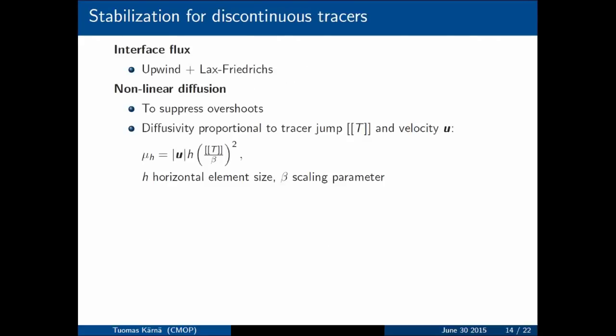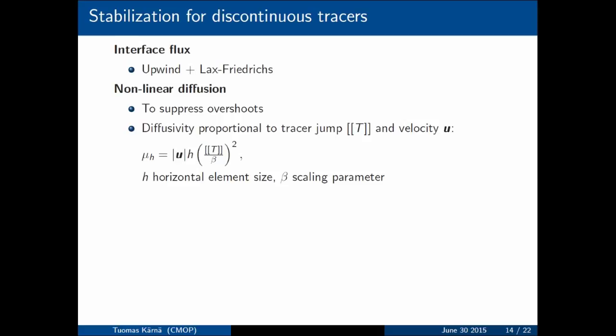So to summarize, for the stabilization of the tracer advection I used, the interface flux is just normal upwinding, but I'm adding the Lax-Friedrichs penalization term there to add a little bit of diffusion on the interfaces to suppress the overshoots. But on top of that, there's a nonlinear diffusion that depends on the jump of the discontinuous traces, the local velocity magnitude and the horizontal element size, essentially.